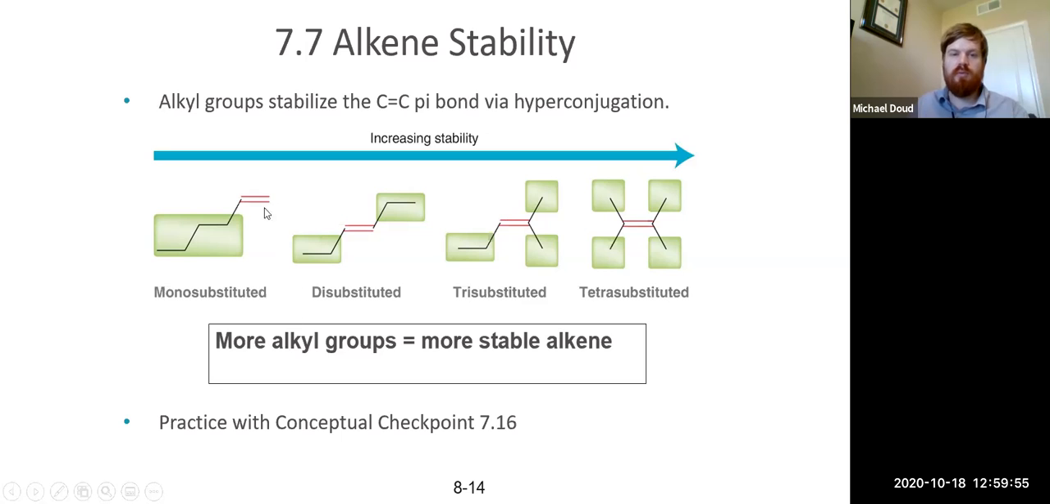So the more alkyl groups you have substituted on the vinyl carbons, the more stable your alkene is going to be. So this is what we call a monosubstituted alkene. I'm just going to draw in the hydrogens here so that it makes it obvious. So we have these hydrogens over here.